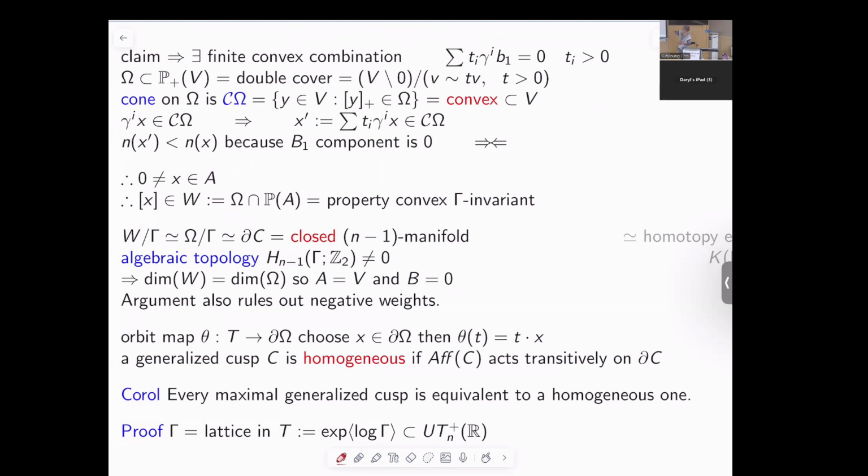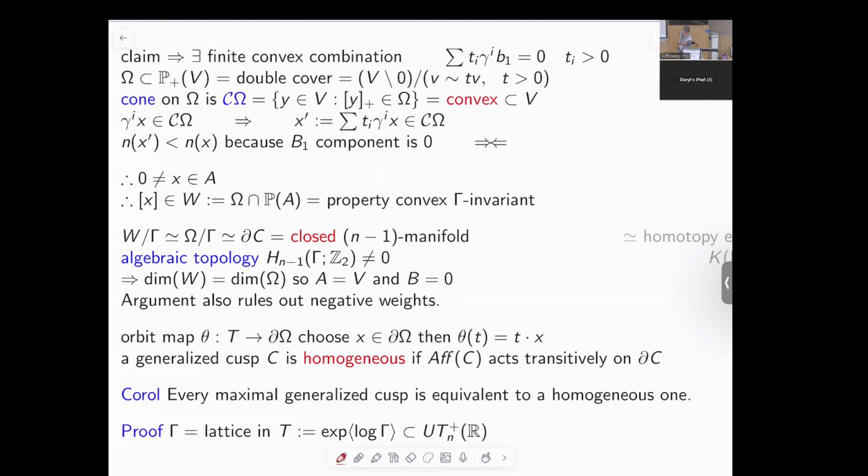So now, I'm going to lift to the double cover of projective space. So we've got this convex domain omega in projective space. We can lift to the double cover, the positive projective space of V. And corresponding to that double cover, there's a cone, the set of positive multiples of vectors in omega. So we've got this now. Omega lives in the unit sphere. The cone is some cone in the vector space V.